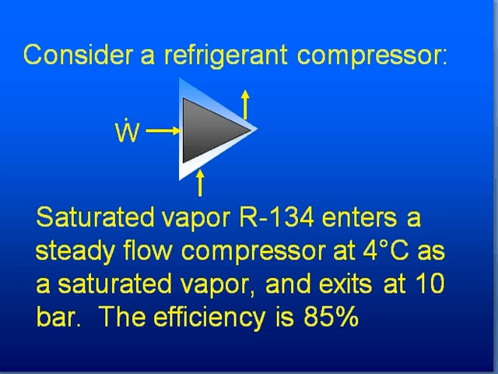Now let's consider a refrigeration compressor. We're compressing refrigerant 134a in a steady flow compressor at 4 degrees C, from a saturated vapor at 4 degrees C to 10 bar with an 85% efficiency.